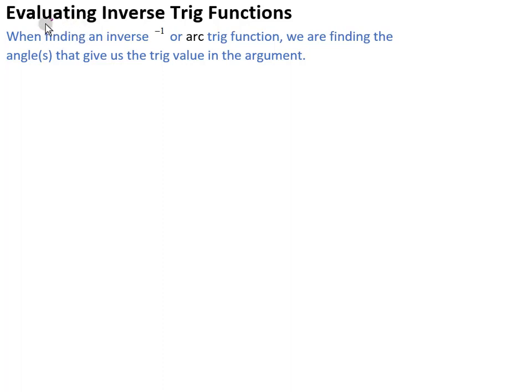So today we're learning how to evaluate inverse trig functions. When we're finding an inverse of a trig function, we'll see something like inverse sine, etc. This symbol means inverse. This sometimes is also referred to as arc sine. These are two notations that mean the same thing. So we're finding the inverse or arc trig function.